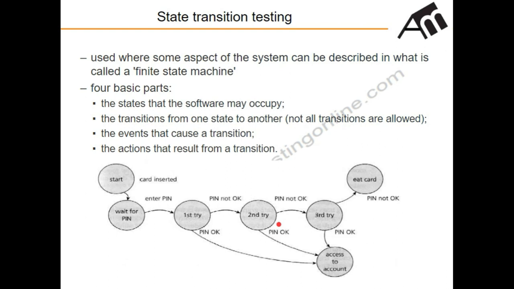A state transition model has 4 basic parts. 1. The states that the software may occupy, here that is either funded or insufficient funds. 2. The transitions from one state to another; the example shows not all transitions are allowed. 3. The events that cause a transition, for example, closing a file or withdrawing money. 4. The actions that result from a transition, which can be an error message or being given your cash.